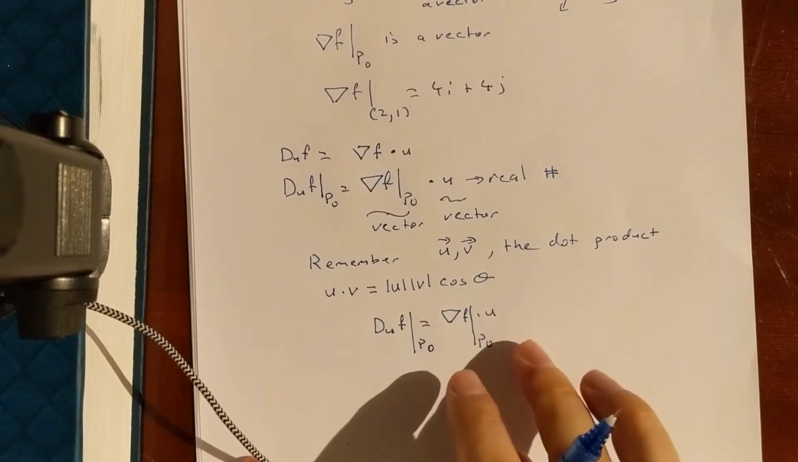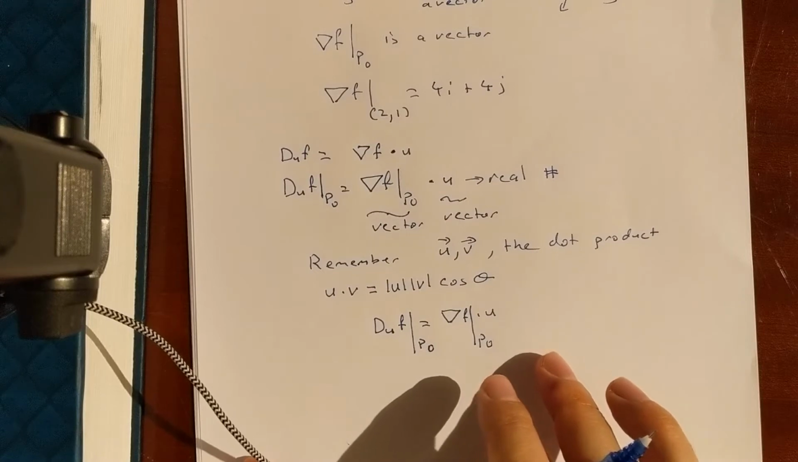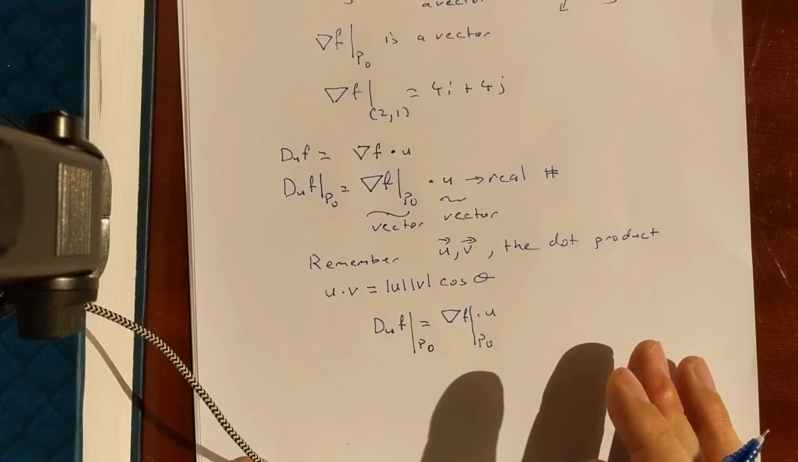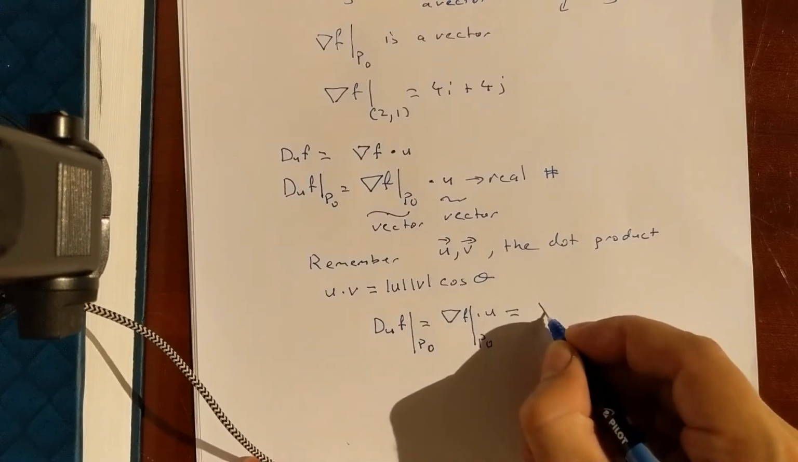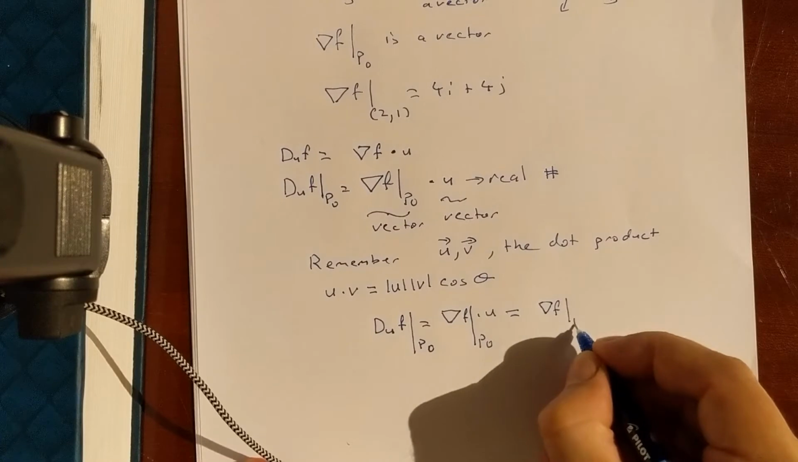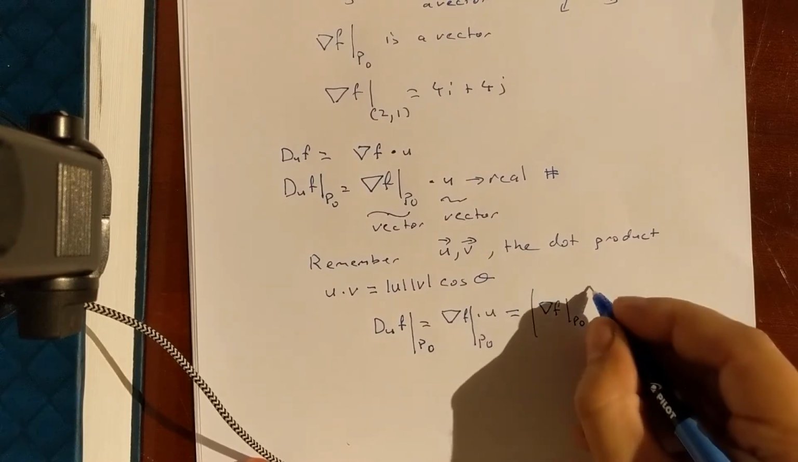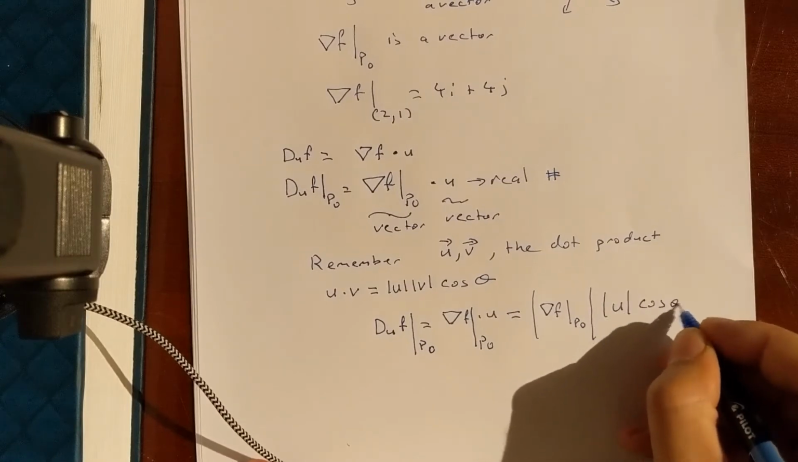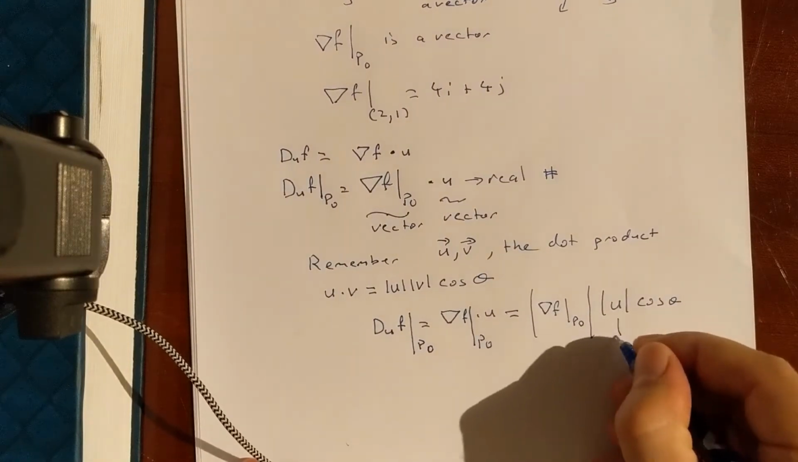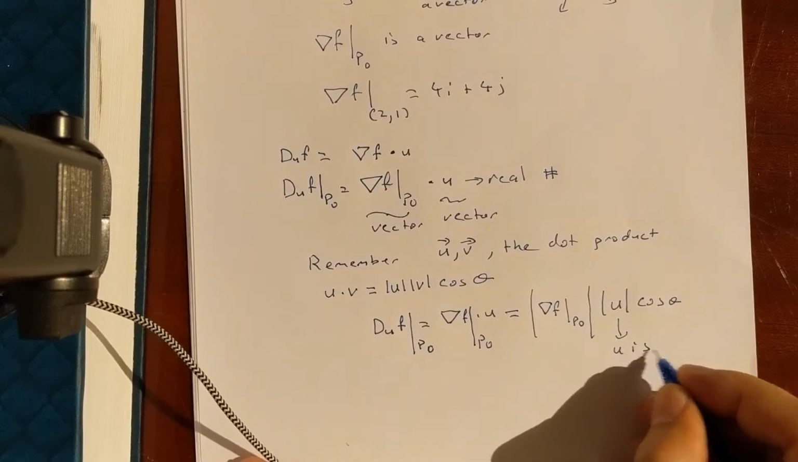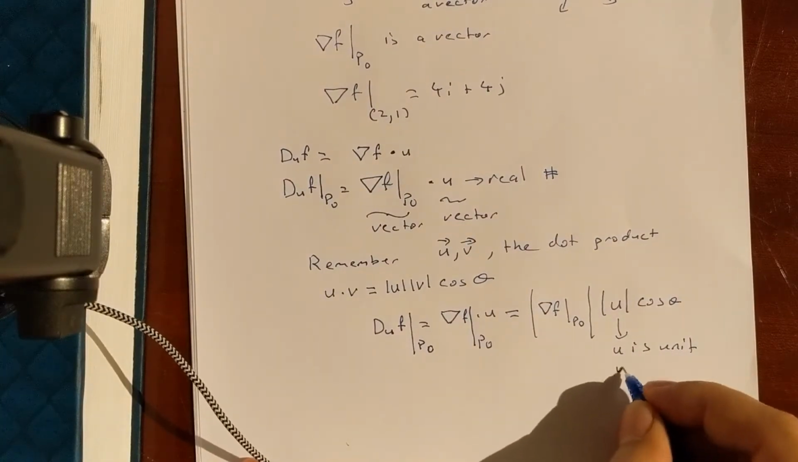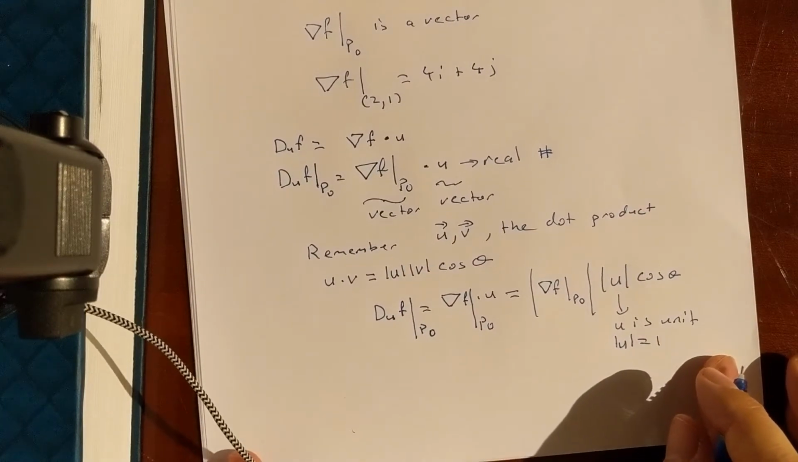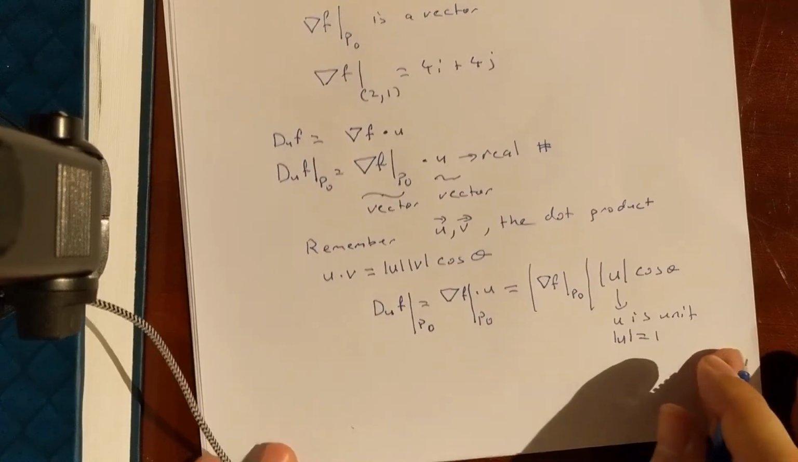Okay. Now, these are two vectors. What do I know about the dot product of two vectors? I can just plug in the definition, and that's just going to be the length of the gradient, so this is a vector. Now, p naught is a vector. Its length times the length of u times cosine theta. Now, u is a unit vector, so obviously the length of u is just 1. So we can just get rid of that. This is very interesting.